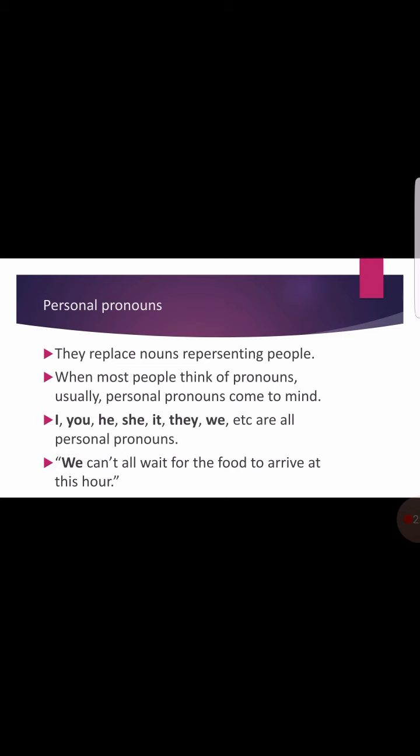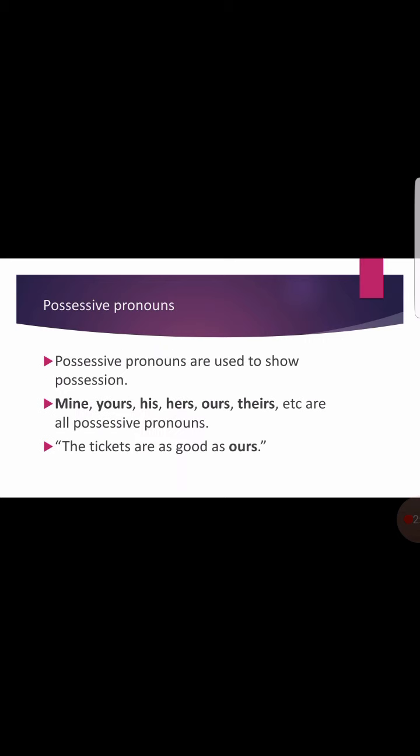Personal pronouns. They replace nouns representing people. When most people think of pronouns, usually personal pronoun comes to mind. The examples are I, you, he, she, it, they, we. Now the example in a sentence form. We can't all wait for the food to arrive at this hour. Here in this example, we is the personal pronoun.